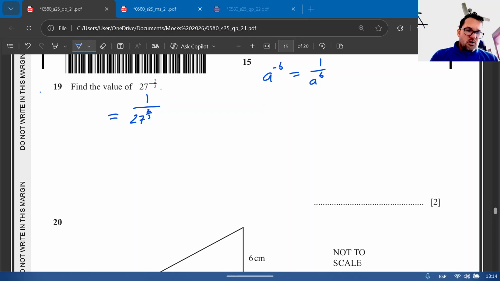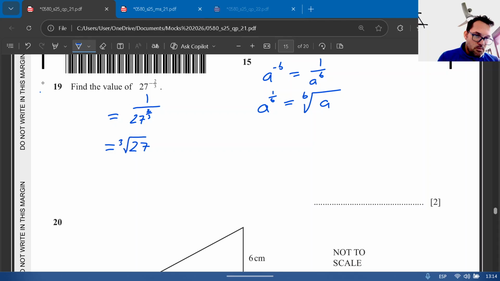Remember the next one, which is fractional indices. So you've got a to the power of 1 over b. That can be written as a root. So we can write 27 is a 3. Whatever's on that is the root 3. Remember now, this is all over 1. Then what happens to the 2? Well, just square it.